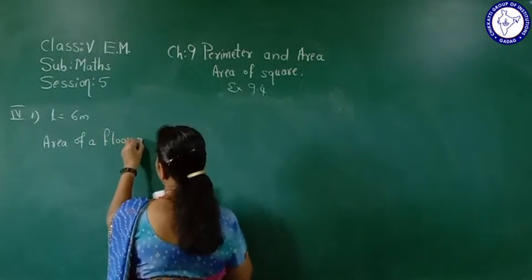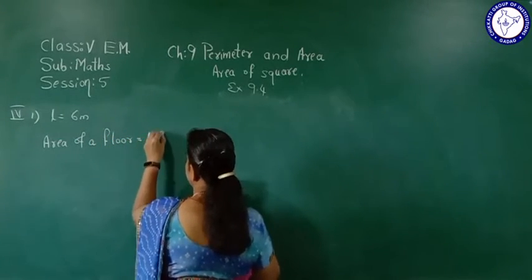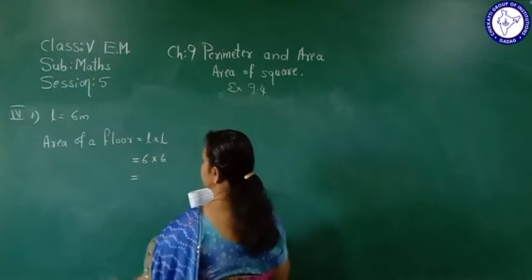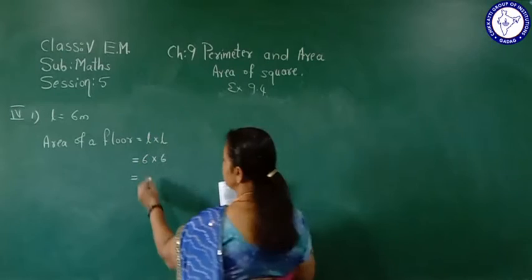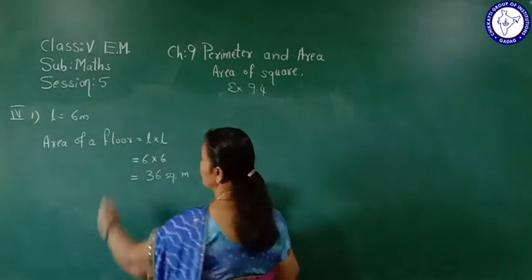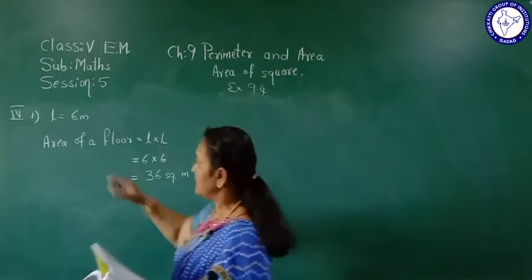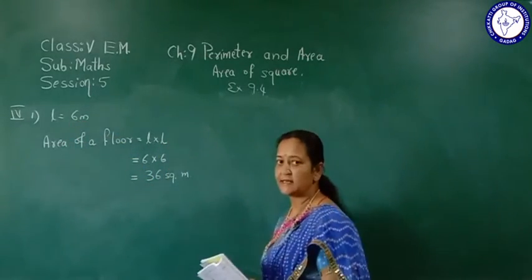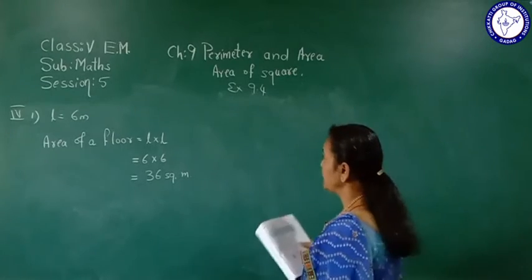Area of the floor of a room, it is a square. So it is L into L. Then it is 6 into 6. How much do we get? It is 36 square meter. Here the unit is meter, here the length is given as 6 meter. Then what should we write? 36 square meter.